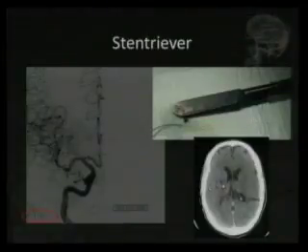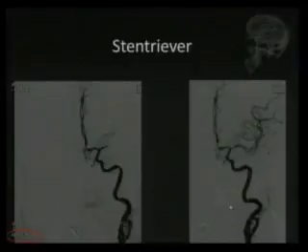reperfusing the MCA territory. At 24 hours, we got a CAT scan. This was the stroke that the patient had, a little insular stroke there, lenticular nucleus. The rest was fine. The patient did very well.